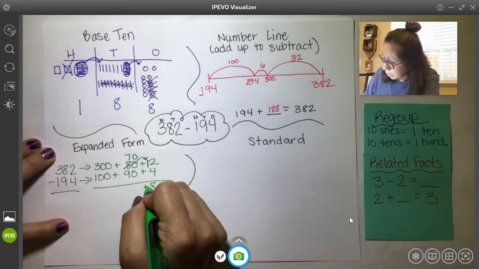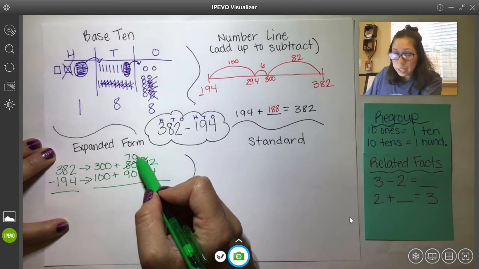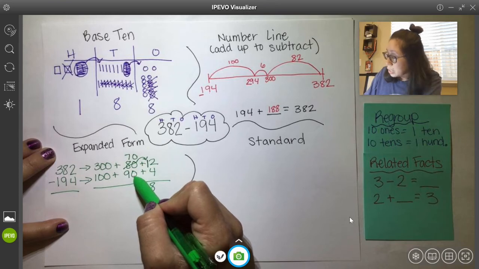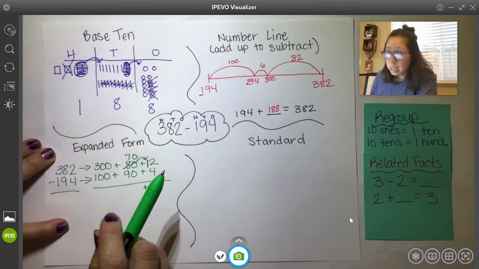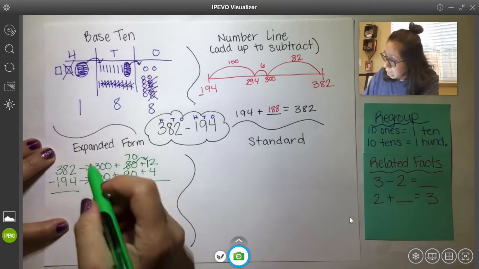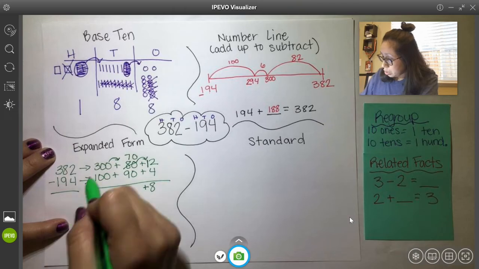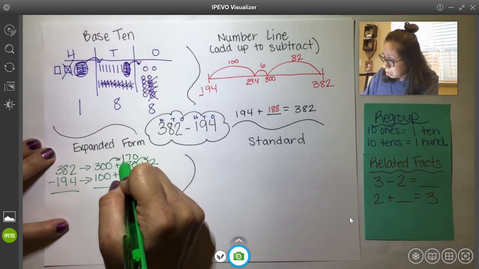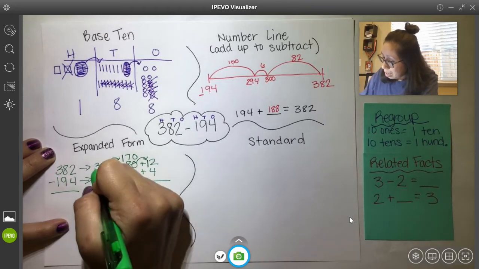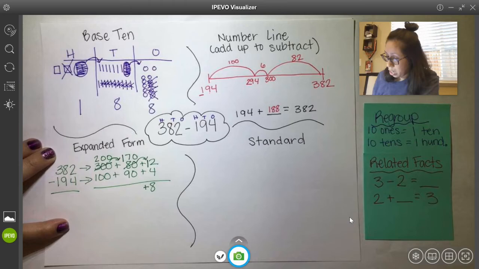I'm going to bring that plus sign down. Now I need to do 70, subtract 90. I can't do 70 subtract 90. I'm going to have to regroup again. I'm going to move 100 over. So if I move 100 over, 100 plus 70 is 170. That means I have 100 less over here, leaving me with 200.